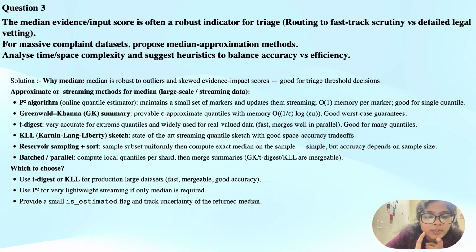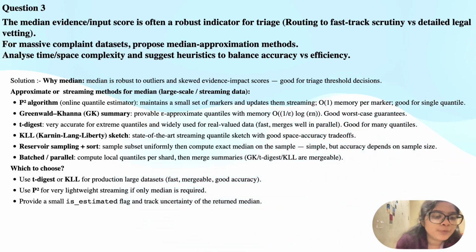So, median is robust to outliers and skewed evidence impact scores, good for triage threshold decisions. An approximate or streaming method for the median is the P-square algorithm, which is an online quantile estimator. It maintains a small set of markers and updates them in streaming, with O(1) complexity, which is constant memory per marker. It is good for a single quantile.